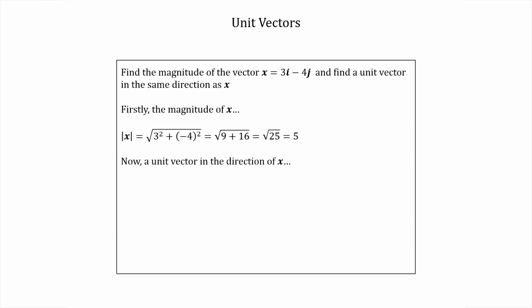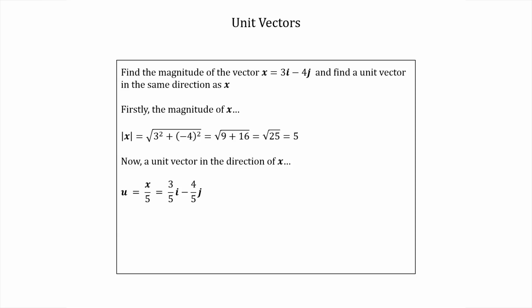Now we'll find a unit vector in the direction of x using the method we just discussed. We'll call this vector u, and as we know, it is equal to x over 5, which is 3 over 5 i minus 4 over 5 j.